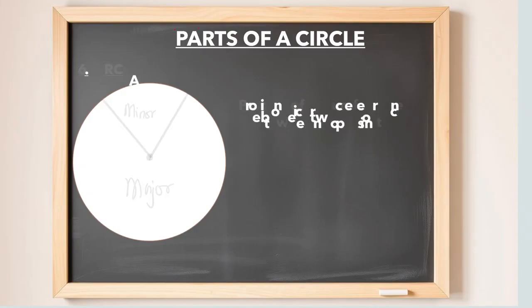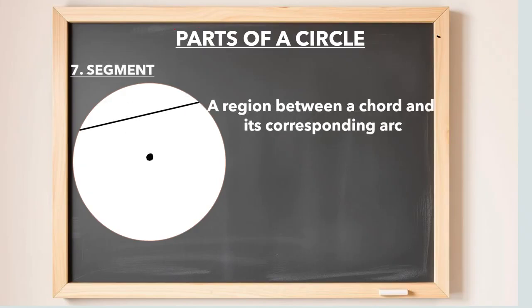Next, we define a segment. Recall the definition of a chord. A chord joins any 2 points of a circle. So a segment is a region between a chord and its corresponding arc.